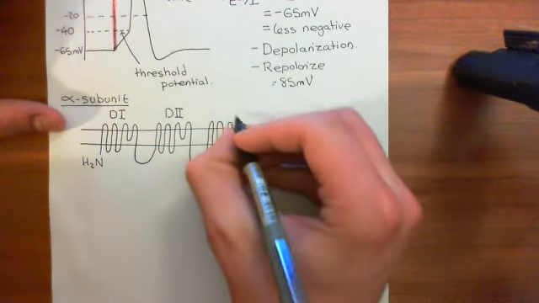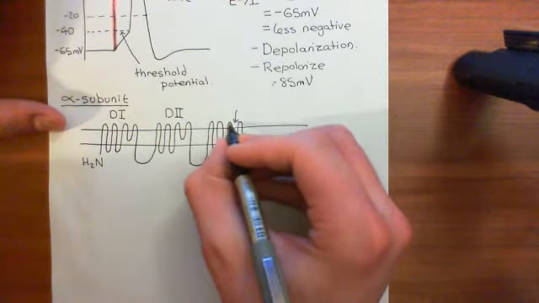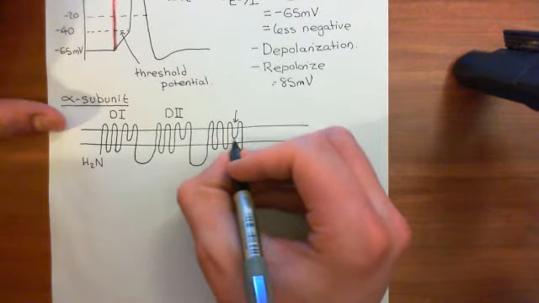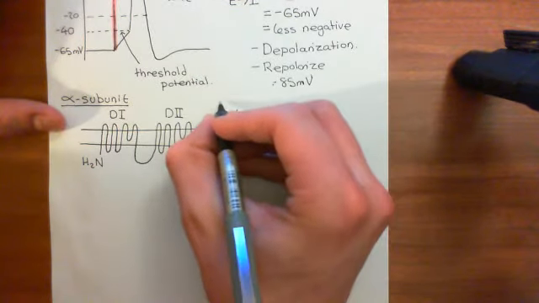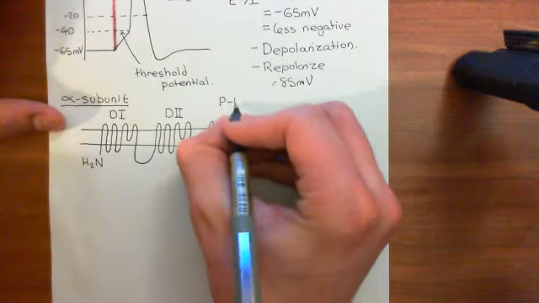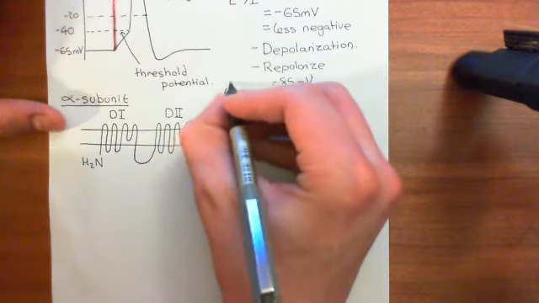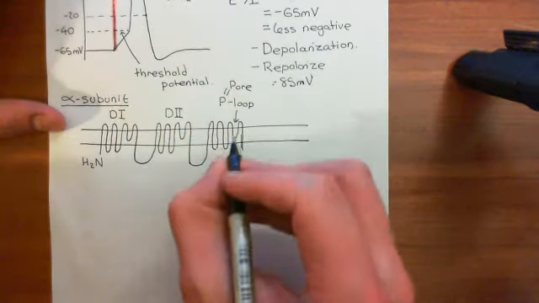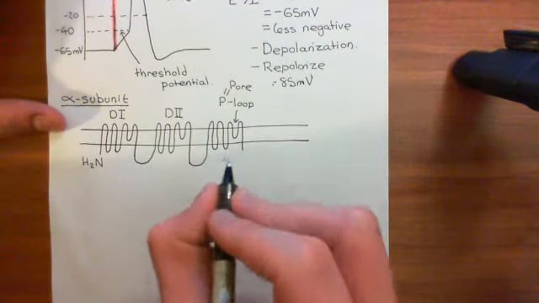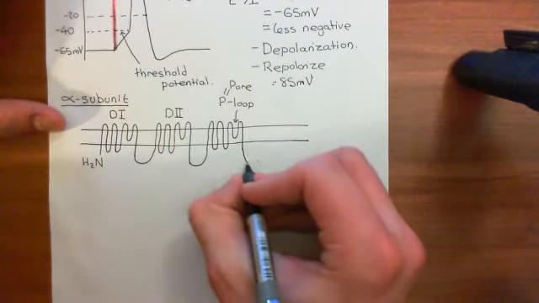The thing that I'm calling the p-loop is this re-entrant loop here, where it goes into the membrane and then comes back out again. This is known as the p-loop, and it's called the p-loop because the P stands for pore, and we're going to see that this loop is actually going to line the pore at a portion of the voltage-gated sodium channel. More of that later.